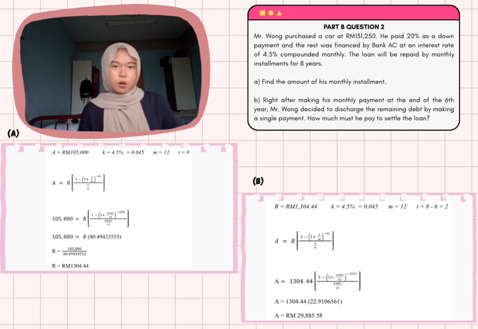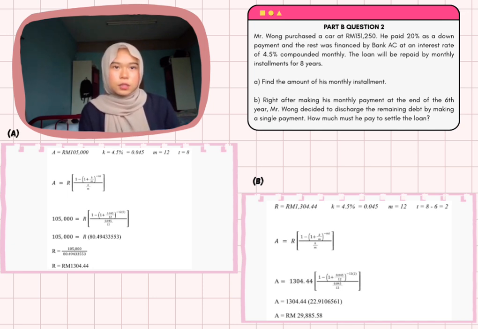After we get the value of A, we can proceed to find the value of R by using the formula A equals R, open the bracket, 1 minus (1 plus k over m) to the power of negative mt, divided by k over m. After we fill in the values, the final answer for R is 1,304 ringgit 44 cents.